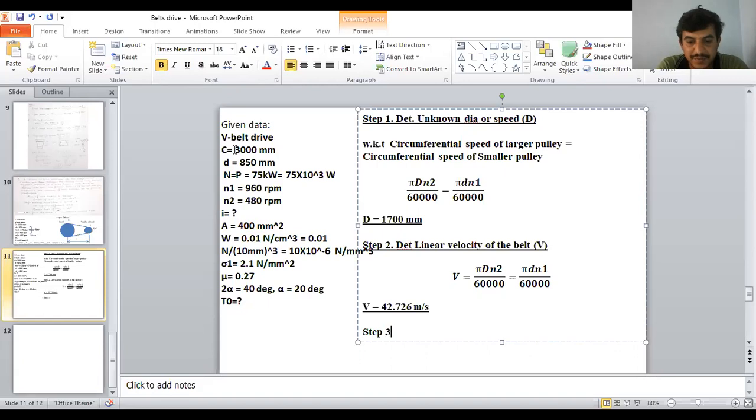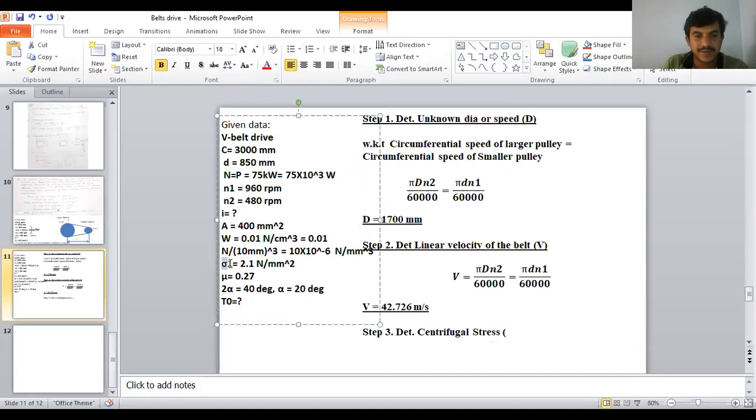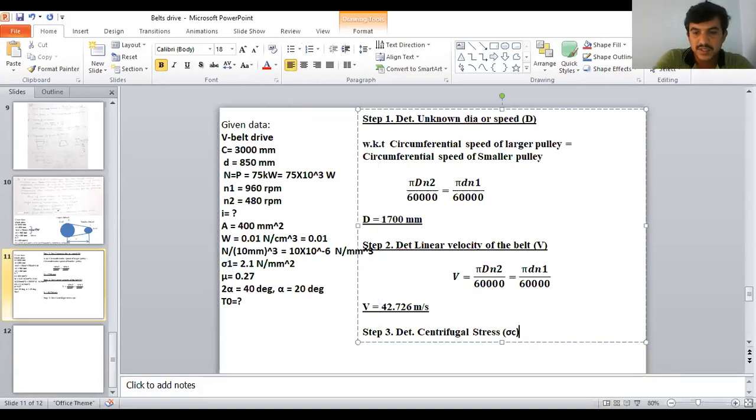Step number 3. Here weight per unit volume is given, right? Step number 3 is to determine the centrifugal stress. Centrifugal stress is sigma C.